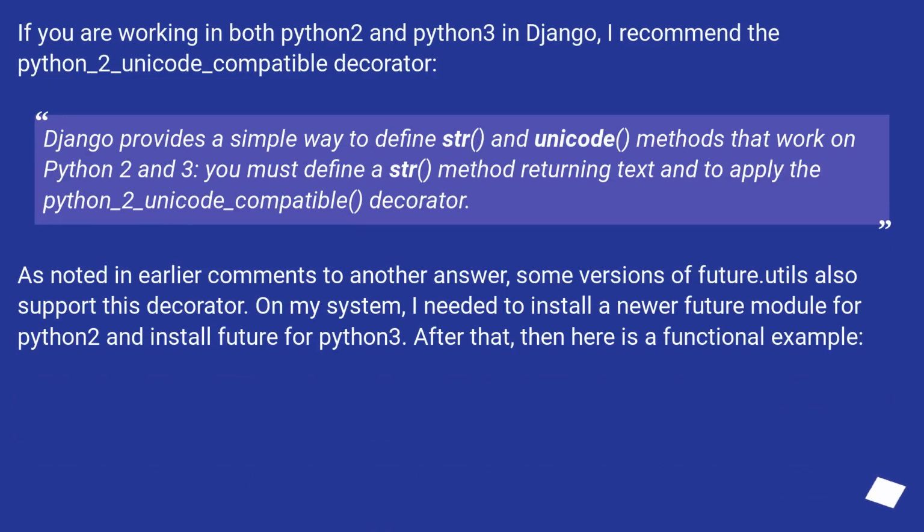If you are working in both Python 2 and Python 3 and Django, I recommend the python_2_unicode_compatible decorator. Django provides a simple way to define str and unicode methods that work on Python 2 and 3. You must define a __str__ method returning text and apply the python_2_unicode_compatible decorator.